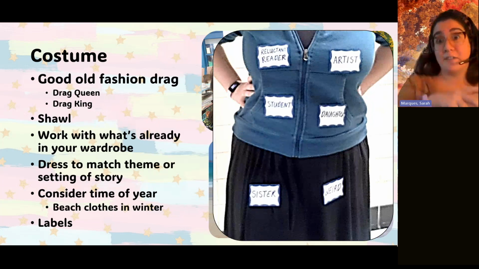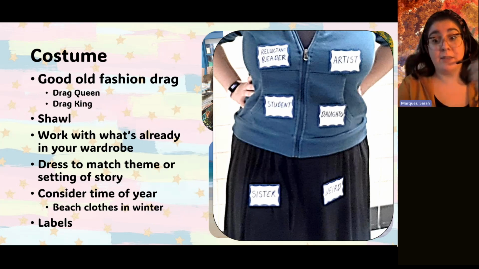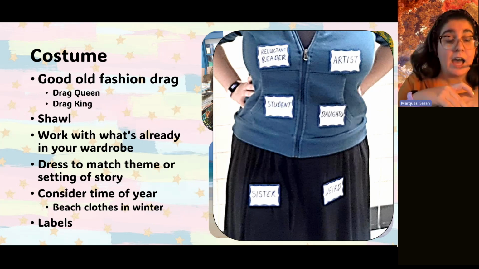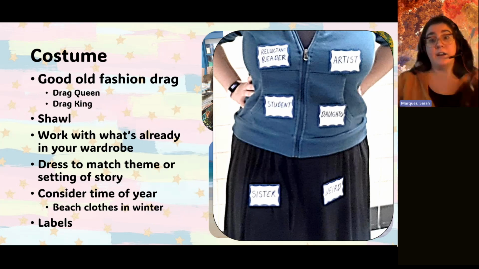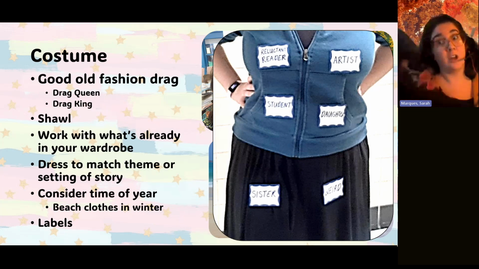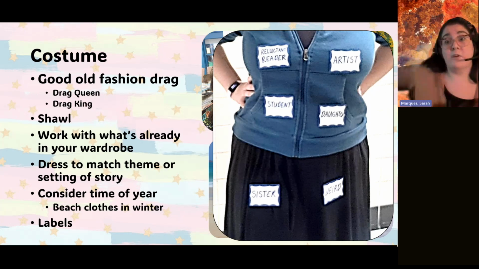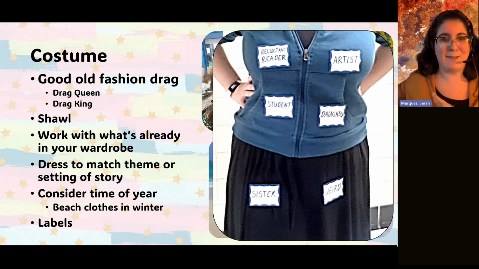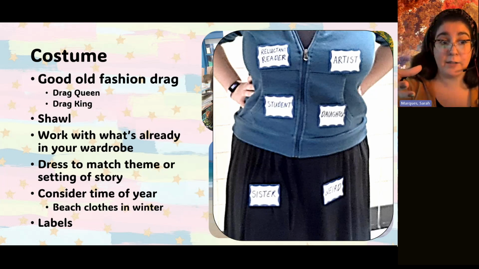Next up is costume. You can do good old-fashioned drag. This is me dressed up as Weird Al Yankovic. A shawl could be very flexible to use. It could be a hood, it could be a mask, it could be a wing. Oops, sorry, it disappeared in the background. But you can do a lot of that, and use what's in your wardrobe already.